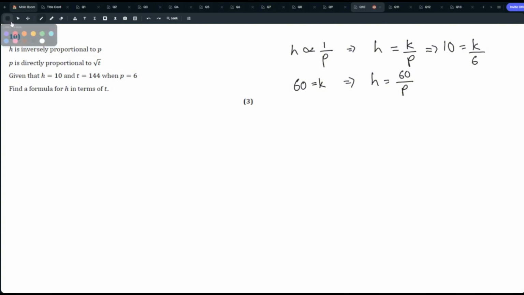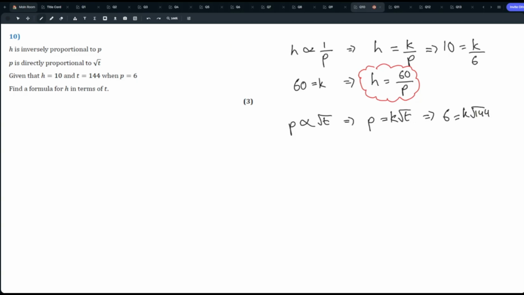Now I'm going to just box this off because I know this is very important. And I'm going to go again, but I'm going to go with P. P is directly proportional to square root of T. Now if I turn this into an equation, I can remove the proportional sign to get P equals K times the root of T. And again, what it's saying here is that P is 6 when T is 144. Root 144 is 12, so 6 equals 12K. Solve for K, so we're going to divide by 12. So a half is equal to K, or 0.5.